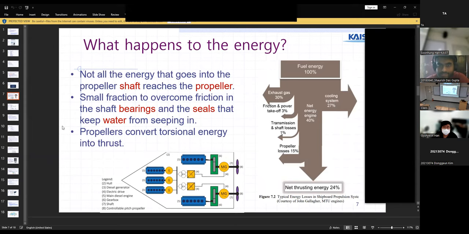So what happens to the energy? Not all the energy that goes into the propeller shaft reaches the propeller. A small fraction is lost to overcome friction in the shaft bearings and the seals that keep water from seeping in, and propellers convert torsional energy into thrust.